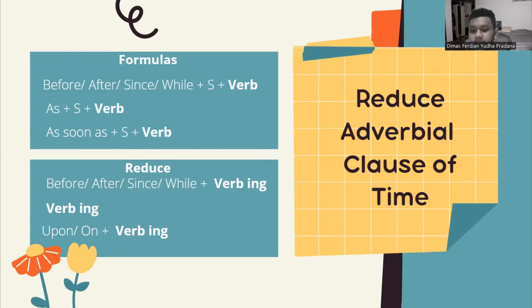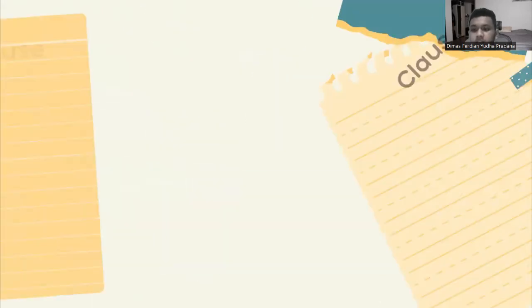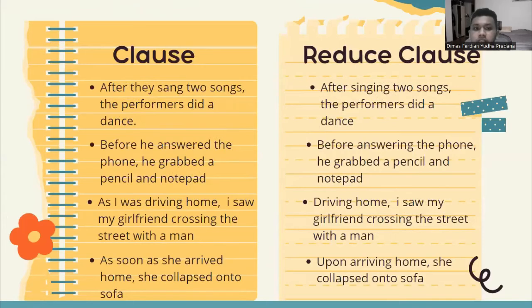Here are the examples. The first sentence is, "After they sang the song, the performers did a dance." The adverb clause is "after they sang the song," so we can remove the subject and change the verb into verb-ing. So the reduced adverb clause from the sentence is, "After singing the song, the performers did a dance."